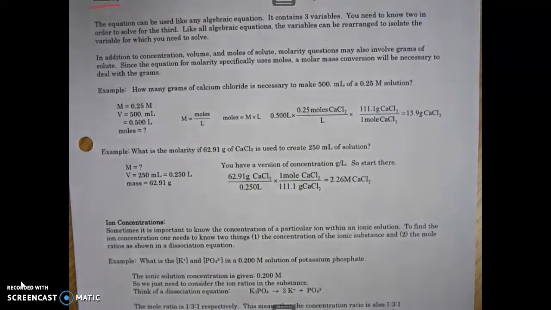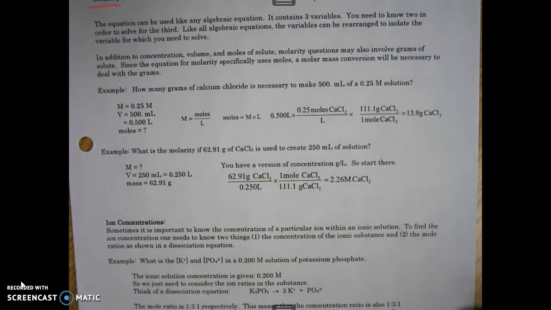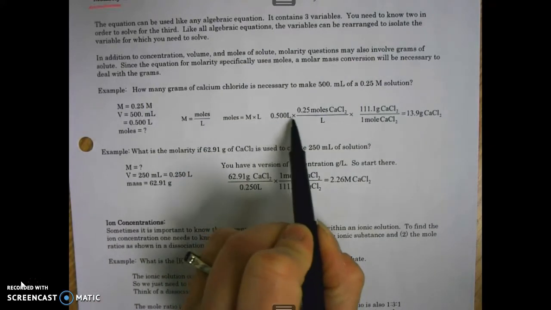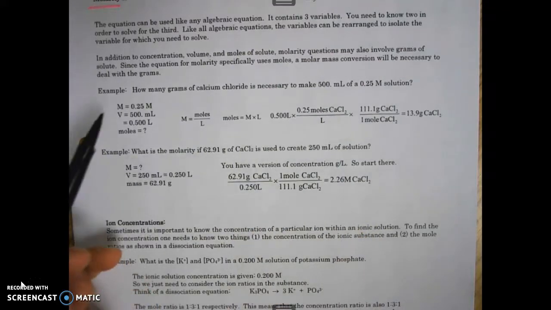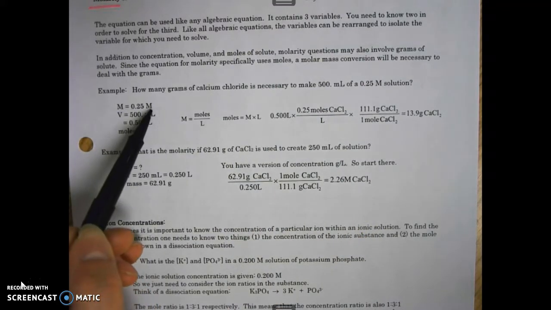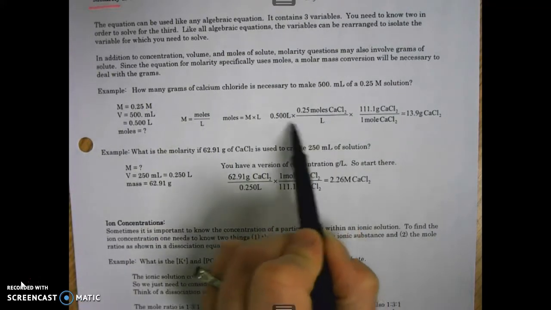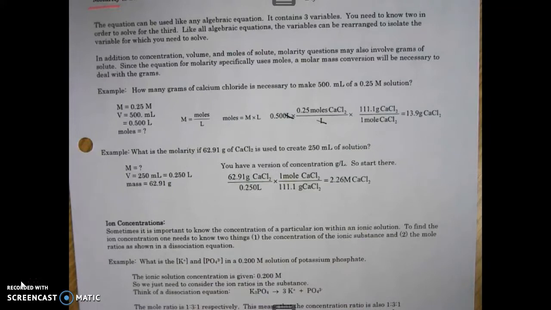This is one technique that I'm going to encourage you to learn, or I'm going to expect you to learn throughout the year. I want you to isolate the variable that you don't know. Do that with the algebraic equation before you start plugging numbers in. All right, so now that I know that moles is equal to molarity times liters, I have 0.5 liters, and I have a molarity that is 0.25 moles per liter. Notice what I did: instead of writing capital M, I expressed the units of molarity, moles per liter. That way you see liters cancel out, and I'm left with moles of calcium chloride.